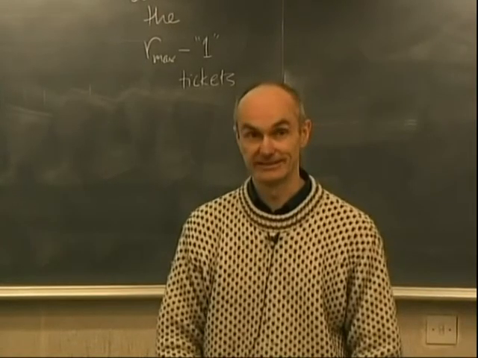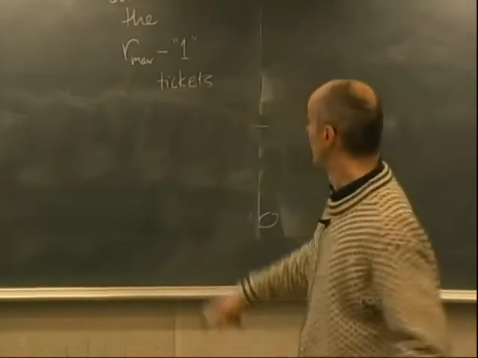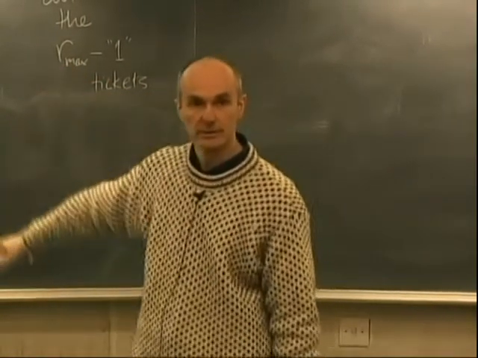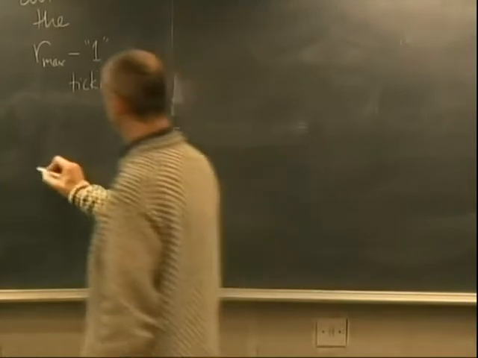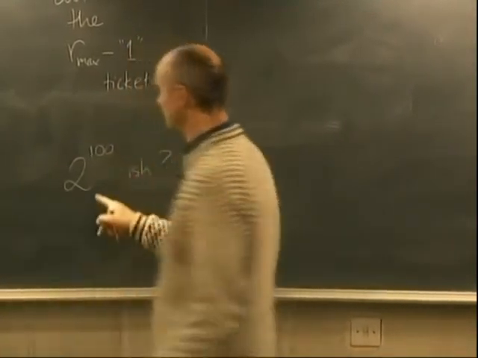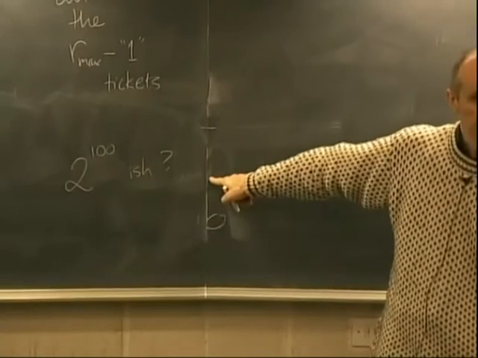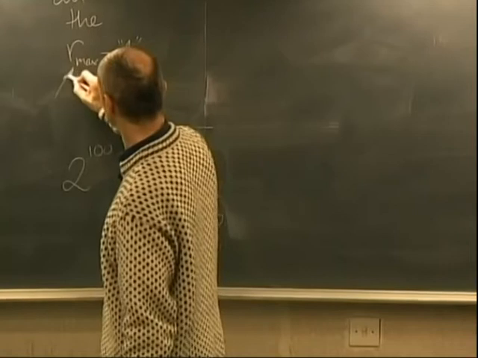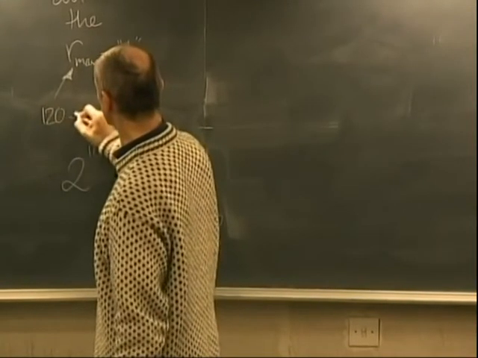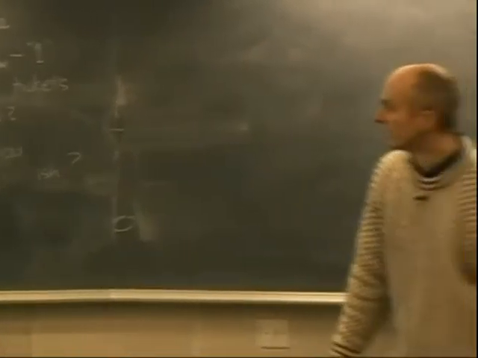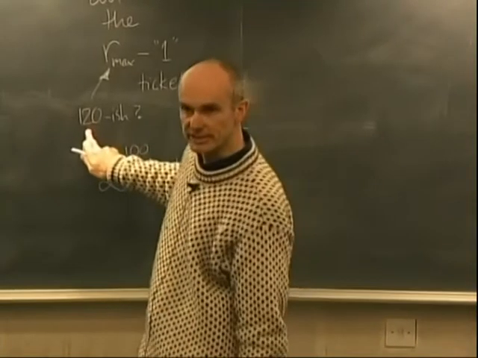Binomial distribution, again. Good. Roughly, what R max? Something like 2 to the 100, maybe? Okay, so you're telling me the number of tickets that you'd need to buy. I'm asking, what does R max need to be? 120-ish. Okay, so why 120-ish?